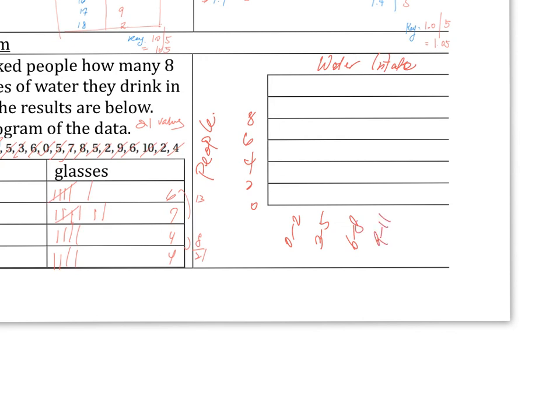So for 0 to 2, I have 6 people. For 3 to 5, I have 7 people, so halfway. For 6 to 8, I have 4. And just pretend that these bar graphs have the same width. Okay, and it's not perfectly drawn, which is okay. Okay, and this concludes the lesson.